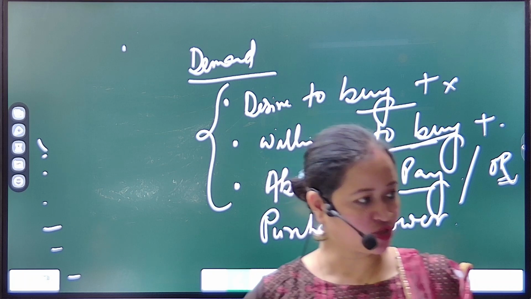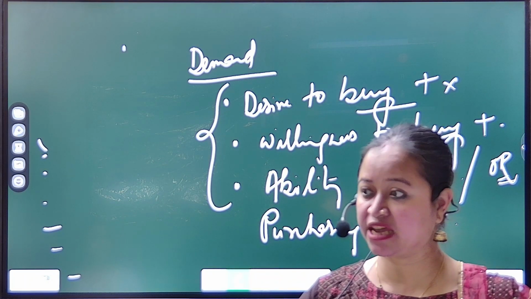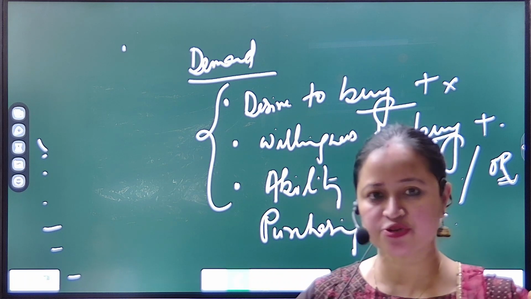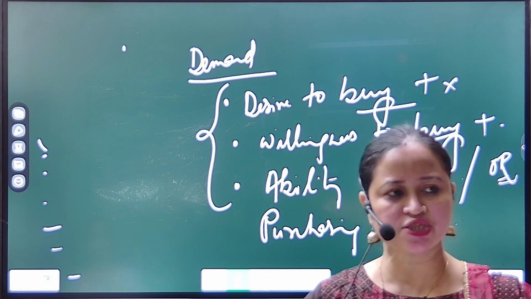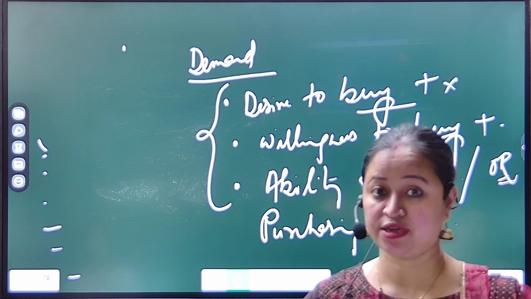Clear? Understood? Otherwise, you will lose the full 2 marks, even though your answer was correct. Demand means, it gets confusing. Demand means desire to buy. Demand means willingness to buy. Demand means your ability to pay. But which one will you choose? All these three.